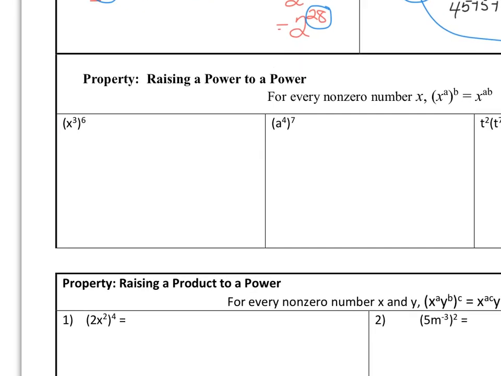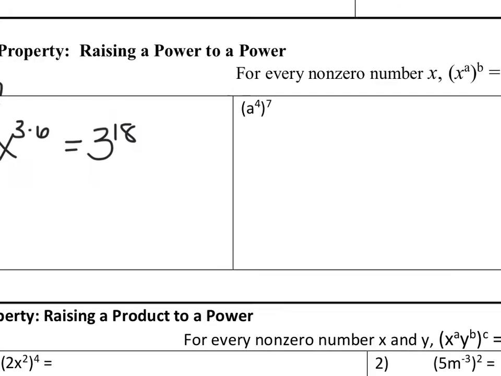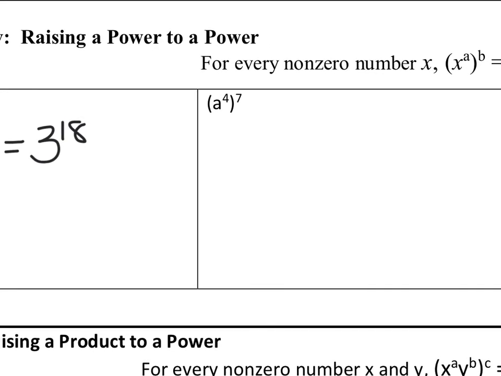So let's do the shortcut for x to the third to the sixth power. We're going to keep our base, and we're just going to multiply 3 times 6, and this is going to give us x to the 18th power. So we just multiply 3 times 6. Next, a to the 4th to the 7th power. All we're going to do is keep our base, which is a, multiply these two together, which is 4 times 7, and we get a to the 28th.